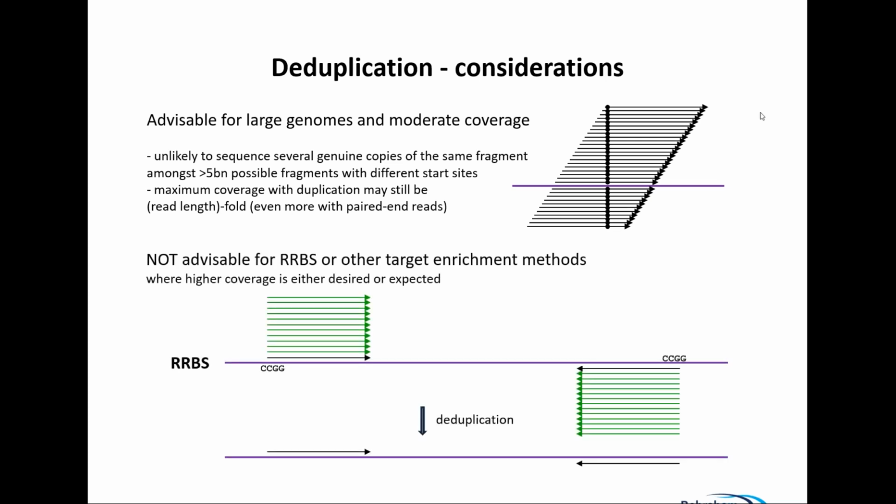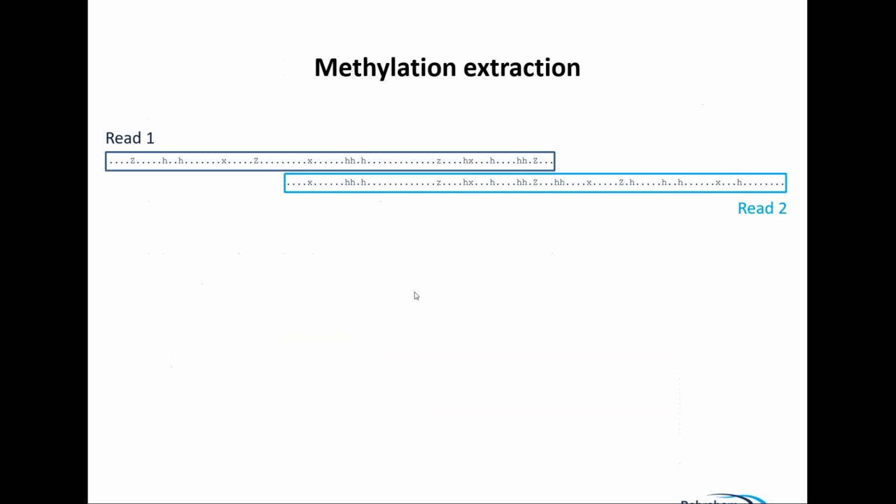However, there are also different applications where deduplication is absolutely not advised. For example, RBS is one of these. As I mentioned before, if the reads start with CCGG on both sides, then you really only expect all sequences to start at this very position. And if you then were to deduplicate this data, you would end up with one read for this position, and that means you would discard more than 90% of your data, and you really don't want that. Similar thing is with amplicon data or target enrichment. Okay, so this was just mentioning duplication of the data.